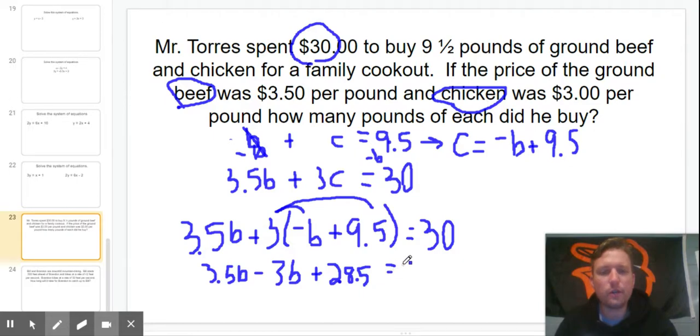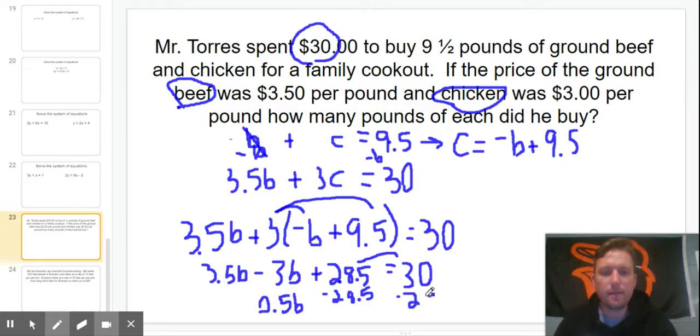Now, what I'm trying to do is get my variable on one side of the equal sign and my constant terms on the other. So here I have 3.5b minus 3b, which would give me, that's right, 0.5b. And then I have 28.5. I'm going to try to get that on the other side of my equal sign. So I'm going to subtract 28.5 from this side, and I'm going to subtract 28.5 from my other side.